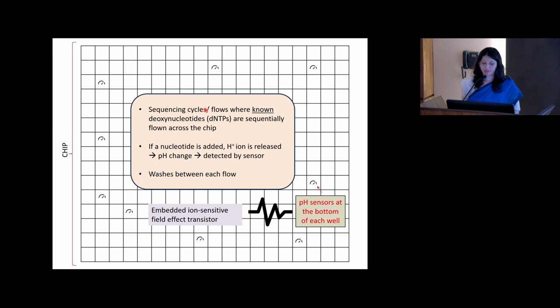In the sequencing cycles or flows, known dNTPs are sequentially flown across the chip, and the pH is detected by sensors. These sensors are present in each of the micro wells on the chip. It's called an embedded ion sensitive field effect transistor. Between the flows there are washes, so that there is no crossover.